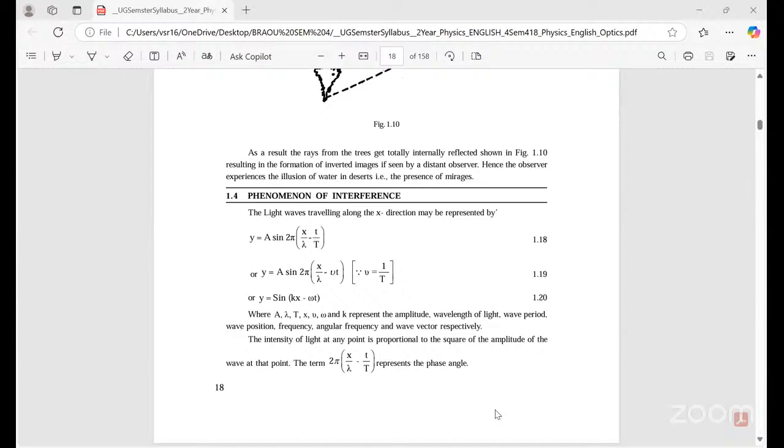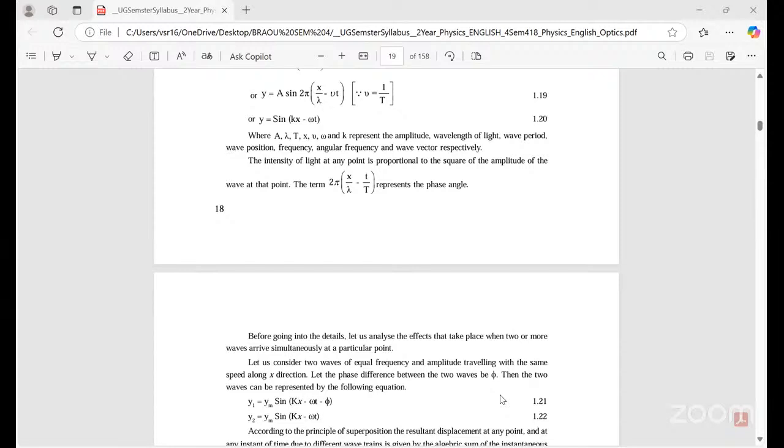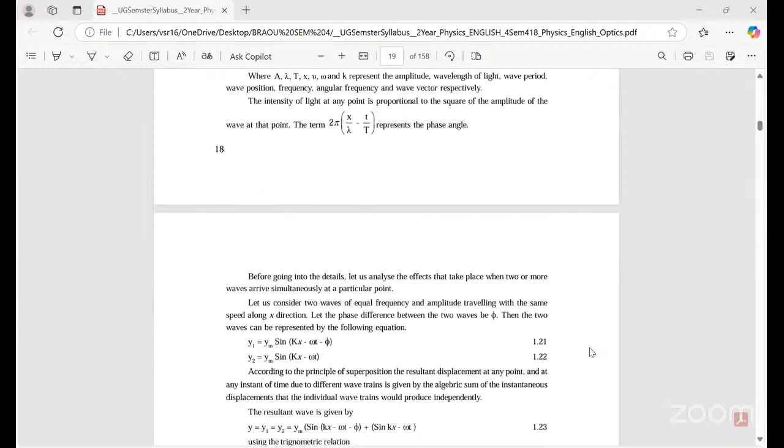And here you can easily notice that A is amplitude, lambda is the wavelength of the light, capital T is the wave period, x is the wave position, nu is the frequency, omega is the angular frequency, and k is the wave vector, 2 pi by lambda. The intensity of light at any point is proportional to the square of the amplitude, A square equals I. The term 2 pi x by lambda minus t by capital T represents the phase angle.